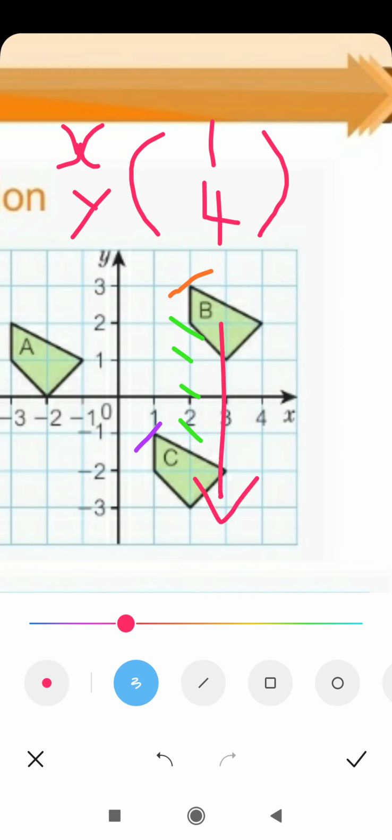So it's the negative side of the y. So we write negative next to the y. Very good. And then the purple one was going to the negative side of the x. So we write negative next to the x. Do you understand this? This is the explanation of, or describing, the translation that happened to the shapes.